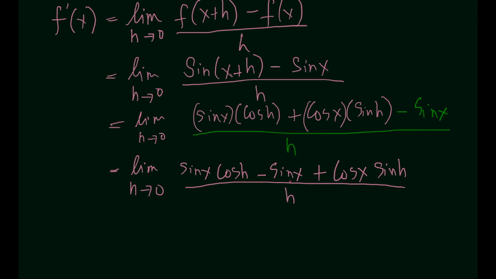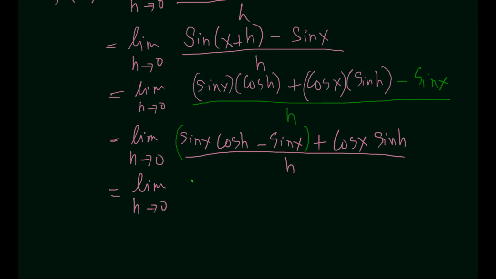There is a reason why I have written the numerator like this, because I know that the second step will be factoring. So I could factor out this sine outside of these two first terms in the numerator. For example, this sine x cosine h minus sine x, the common term is sine x. So we could pull out sine x, and the remaining terms inside the parentheses would be cosine of h minus 1, plus cosine of x and sine of h all over h.